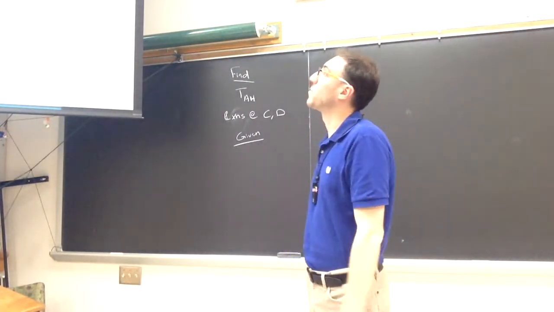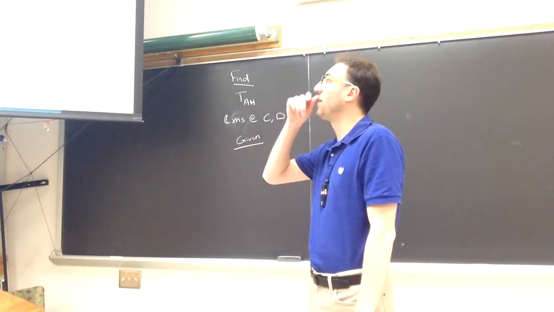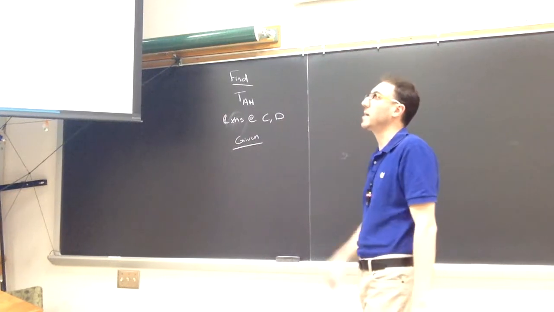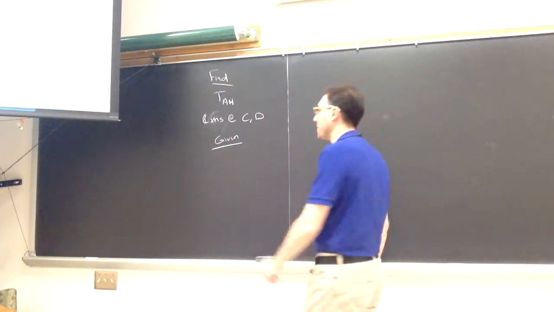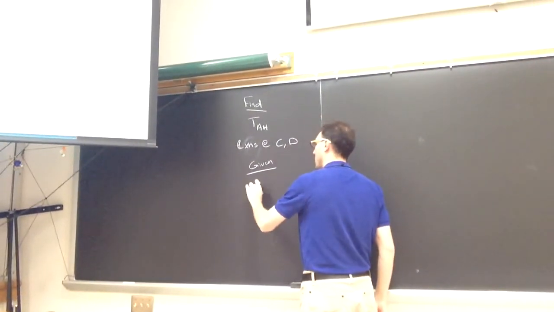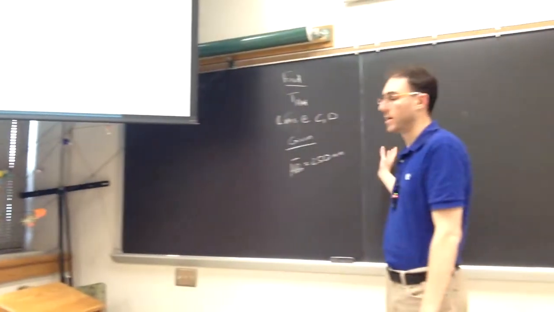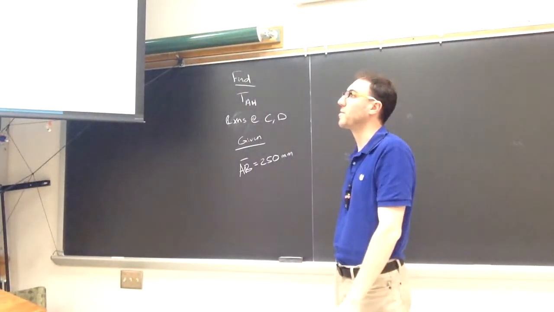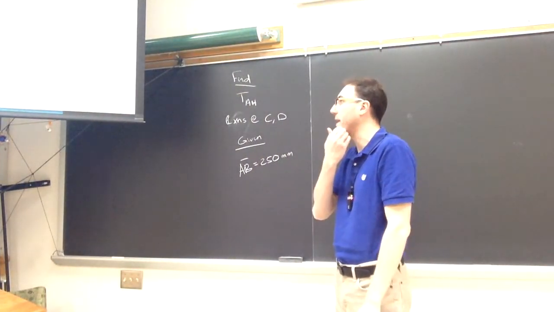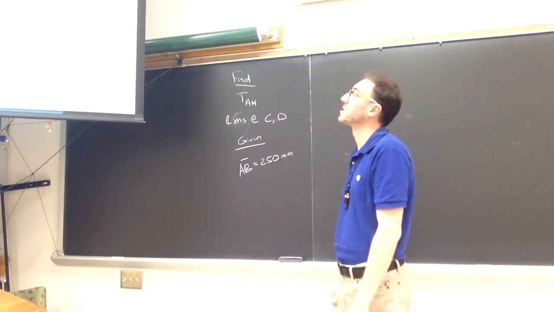And there's some extra information given here. They tell us that the piece, or segment, AB is 250 millimeters, which will also be noted in the free body diagram, since we'll want to be marking coordinates of points for this problem.